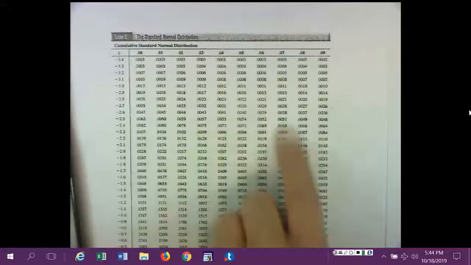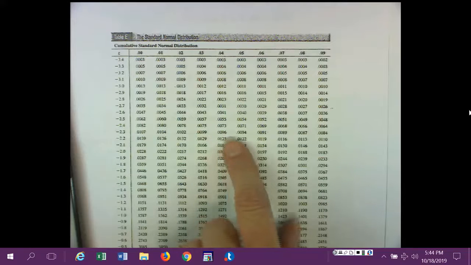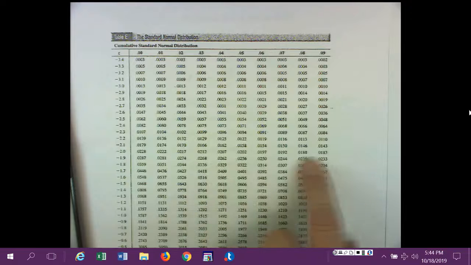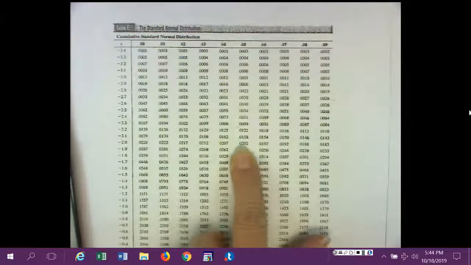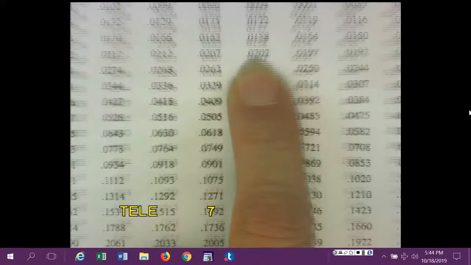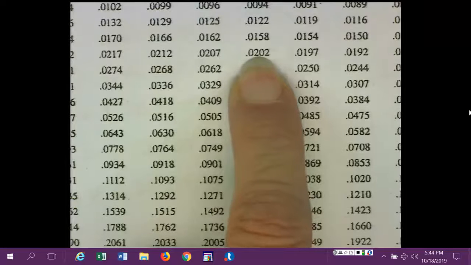you're looking inside the table and you're trying to find the area closest to 2%. Okay, here. There's the area closest to 2%. Remember, these areas in the Z-table give you area below an unknown Z-score.